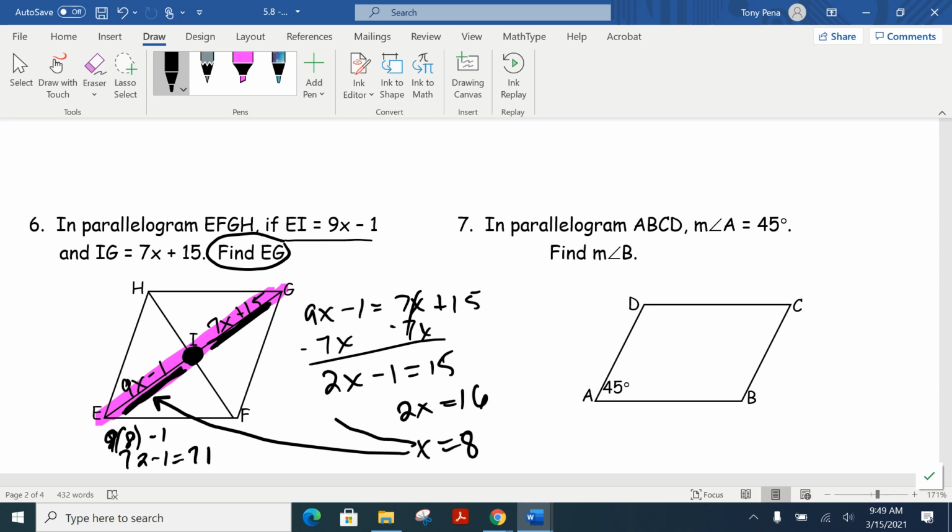You could plug it in to confirm. It's not a bad idea, but doesn't this segment then also have to be 71? And then those two added together should give us this full length. So EG should have a length of 142. All right, 7. Quickie. Do that one real fast.